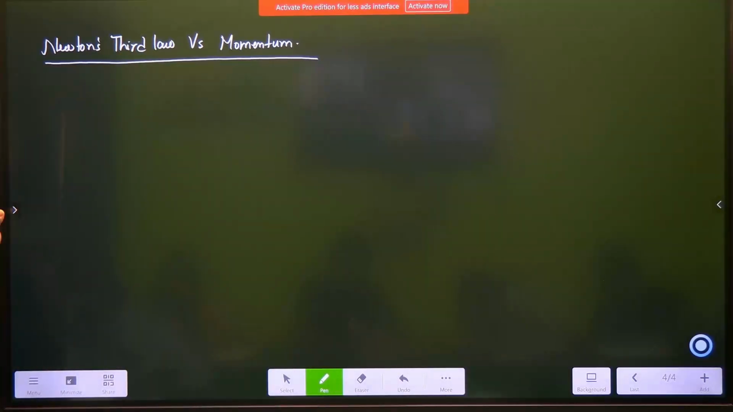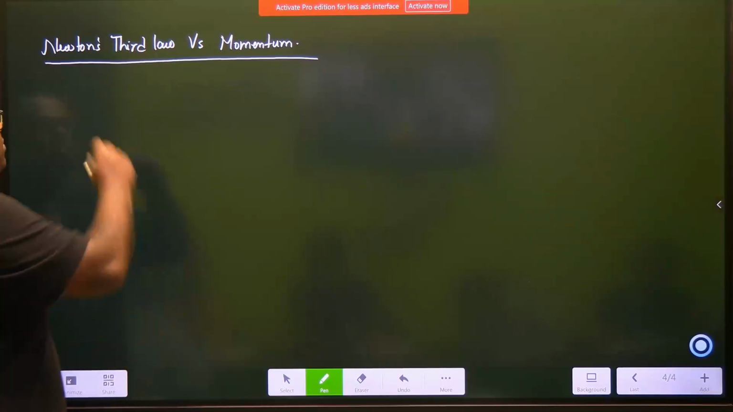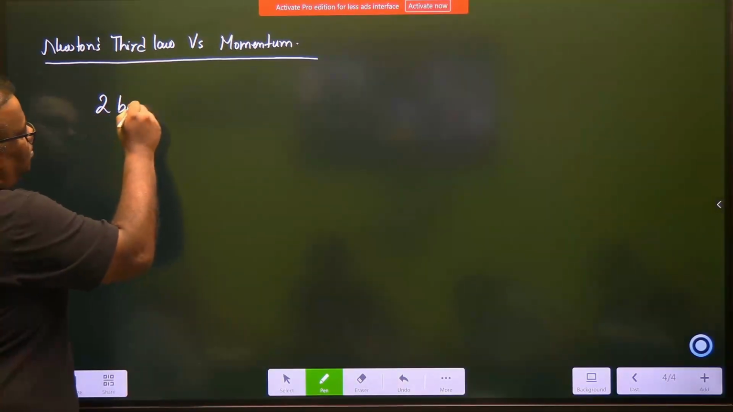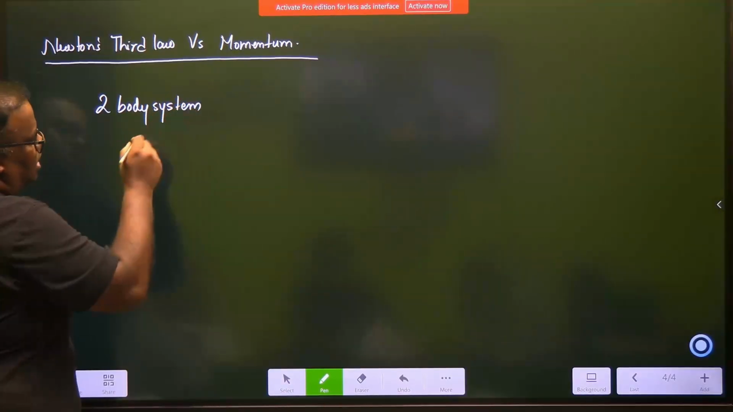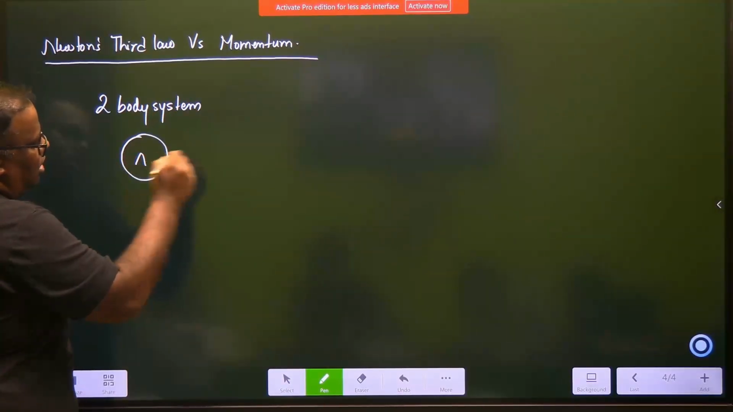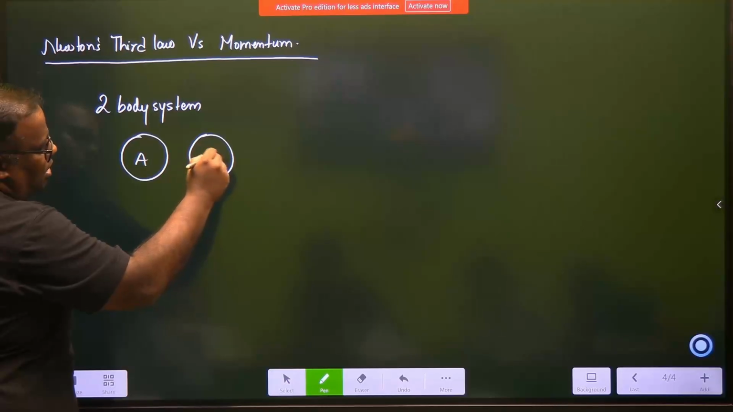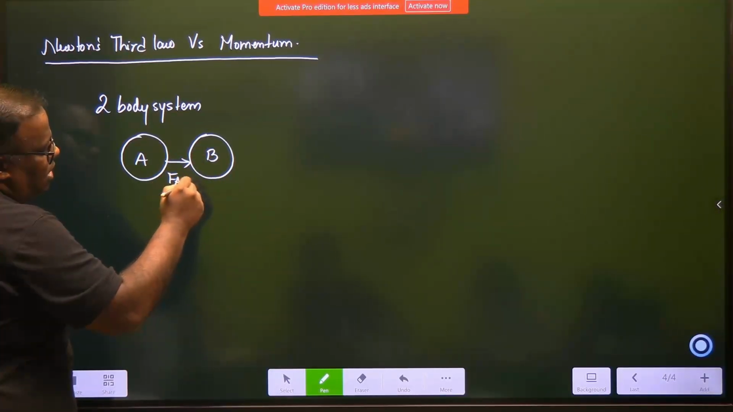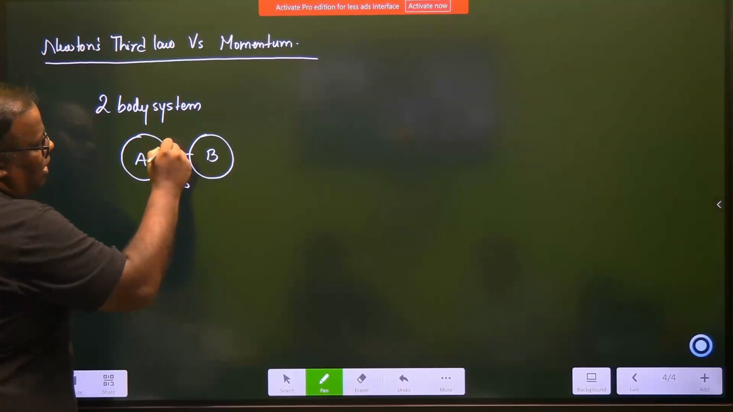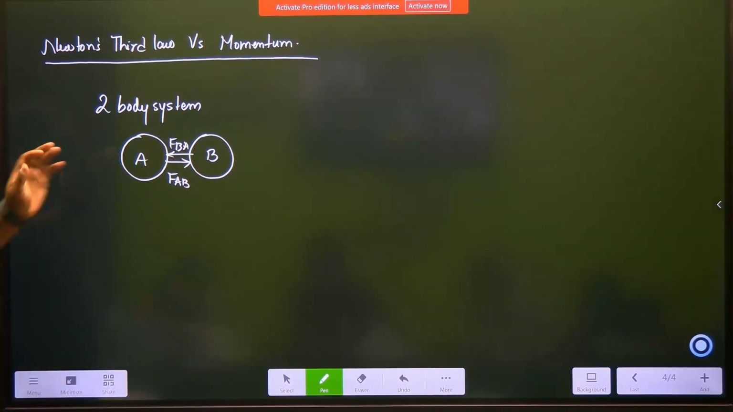For Newton's third law to be active, two bodies should be there. It should be a two-body system. So I should have a body A and a body B. Body A will exert a force on B, which is known as FAB, and similarly, B will exert FBA. Have you understood?